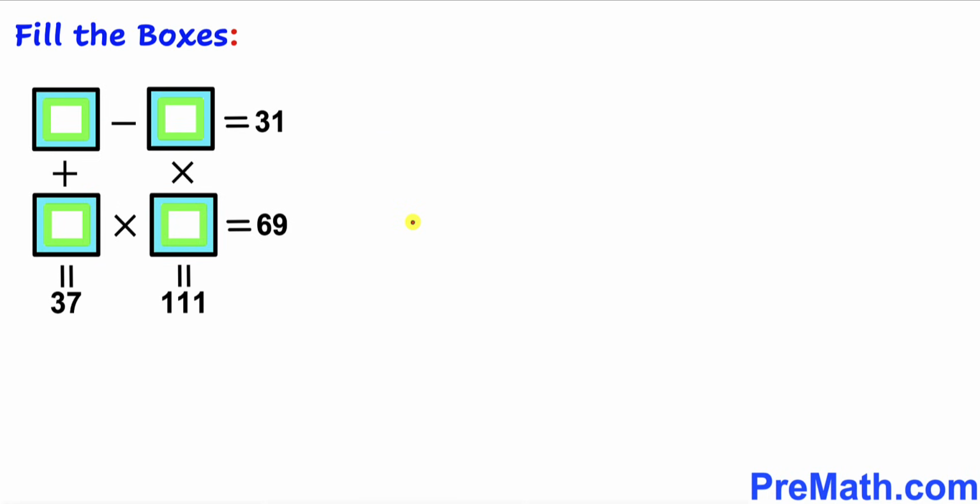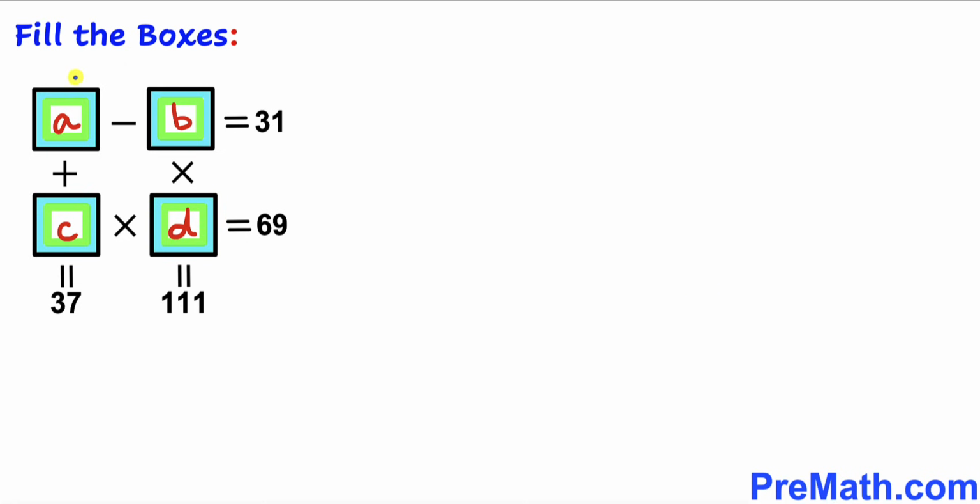Let's go ahead and get started. Here's our very first step. We are going to label these empty boxes. I'm going to label this box as lowercase a, this box lowercase b, this box lowercase c, and finally this box lowercase d. Now our task is to find the value of lowercase a, lowercase b, lowercase c, and finally lowercase d.